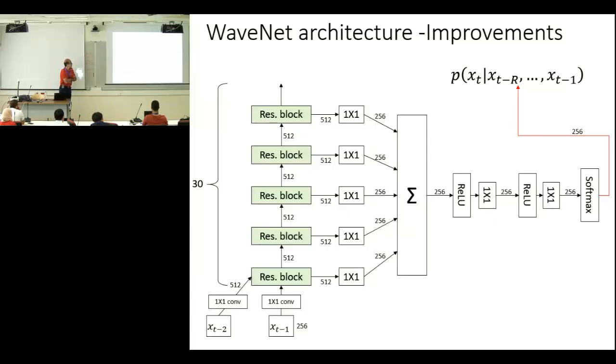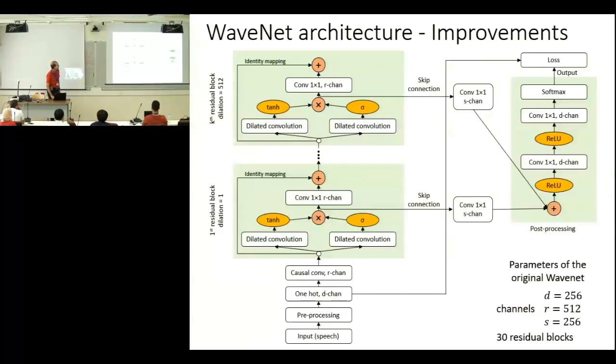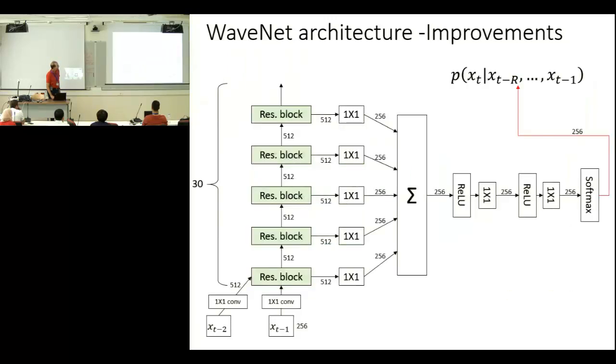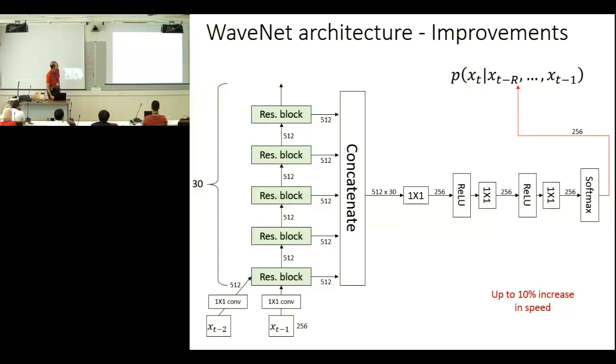Because the wavenet was very slow, many improvements have been suggested. One improvement is the following. Instead of multiplying all the outputs with these matrices and then sum, we can concatenate them and then multiply with a very big matrix. This can save up to 10% of computational time.